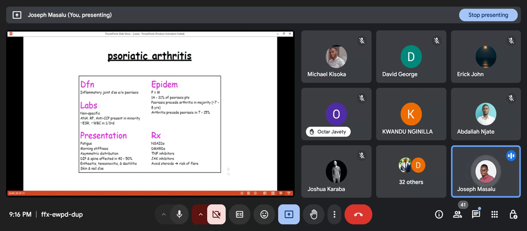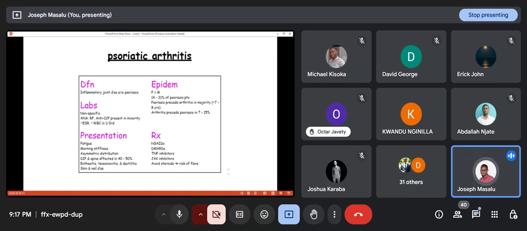The presentation is usually fatigue, morning stiffness, and asymmetric distribution. So when these patients come, they say there is pain in my hands. When you go to examine, that is where you see what they mean, because it's not the whole hand. The whole hand has a lot of joints, DIP, PIP, and the others. Distal interphalangeal joints and spine are affected in 40 to 50% of patients.